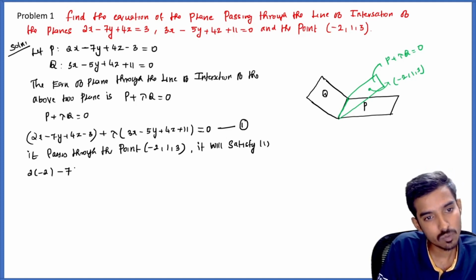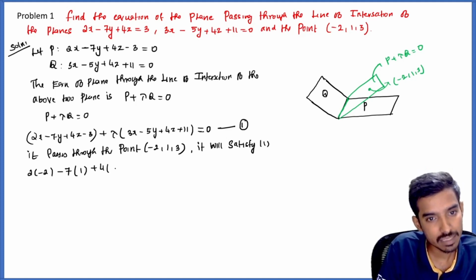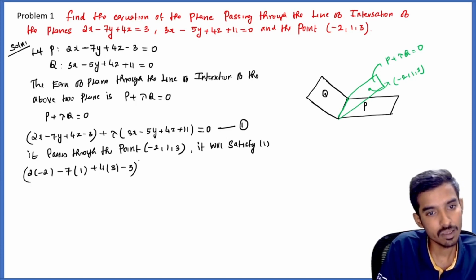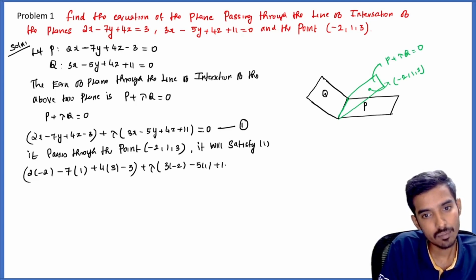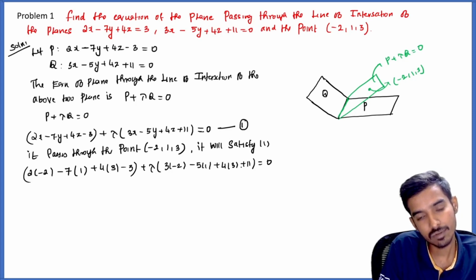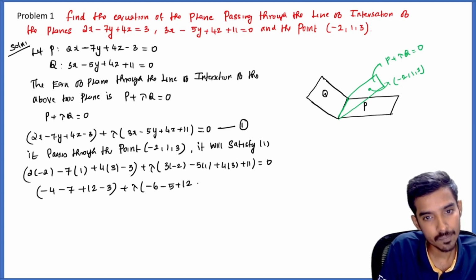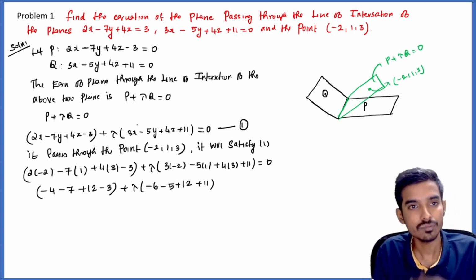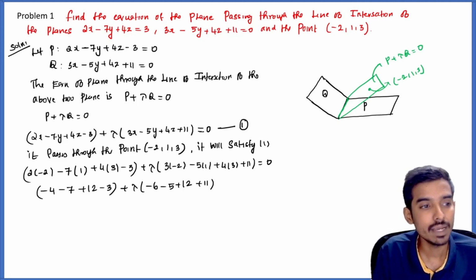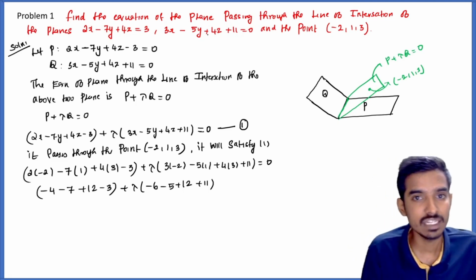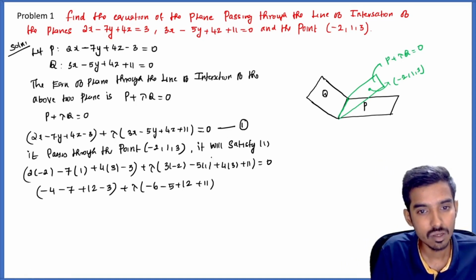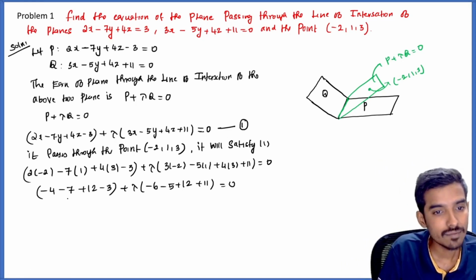So 2 into minus 2 minus 7 times 1 plus 4 times 3 minus 3, plus lambda times 3 into minus 2 minus 5 times 1 plus 4 into 3 plus 11 is equal to 0. So we have minus 4 minus 7 plus 12 minus 3 plus lambda times minus 6 minus 5 plus 12 plus 11, is equal to 0.